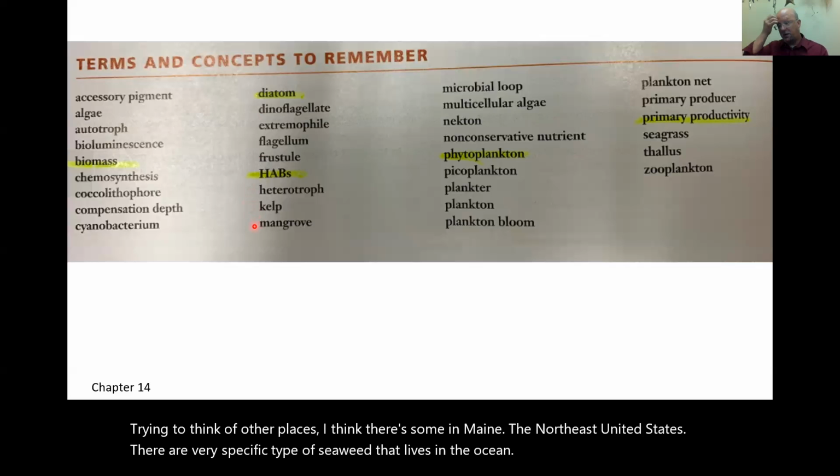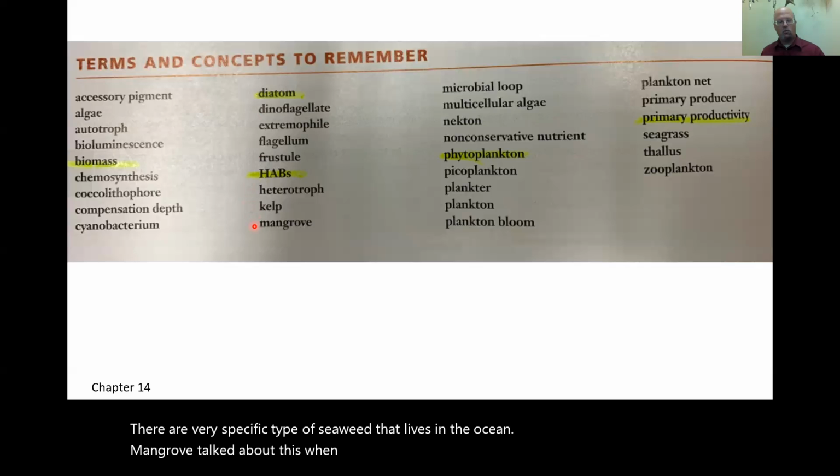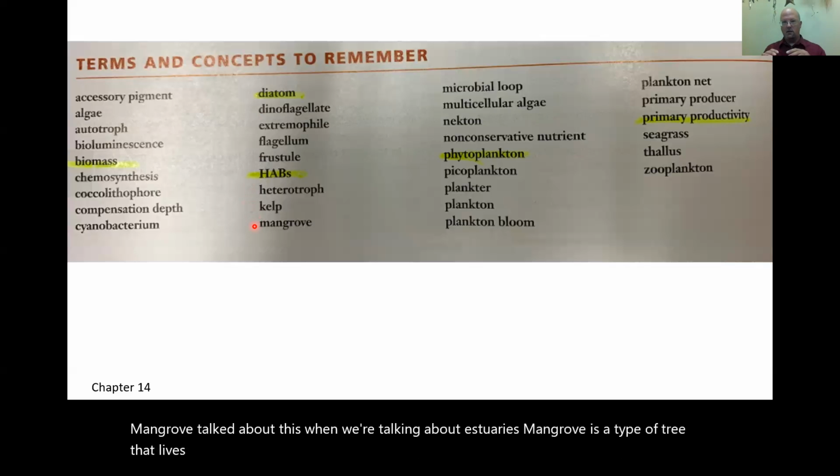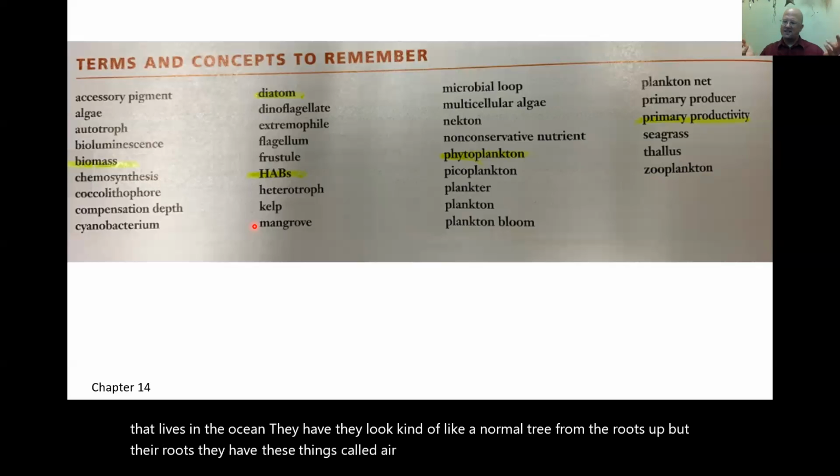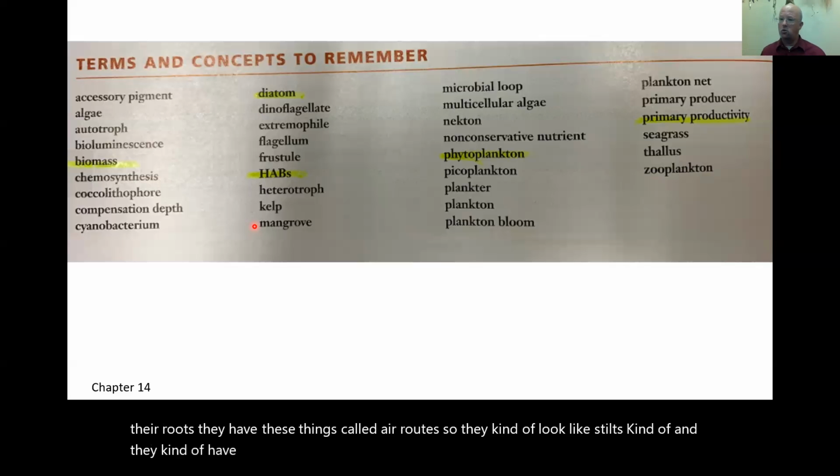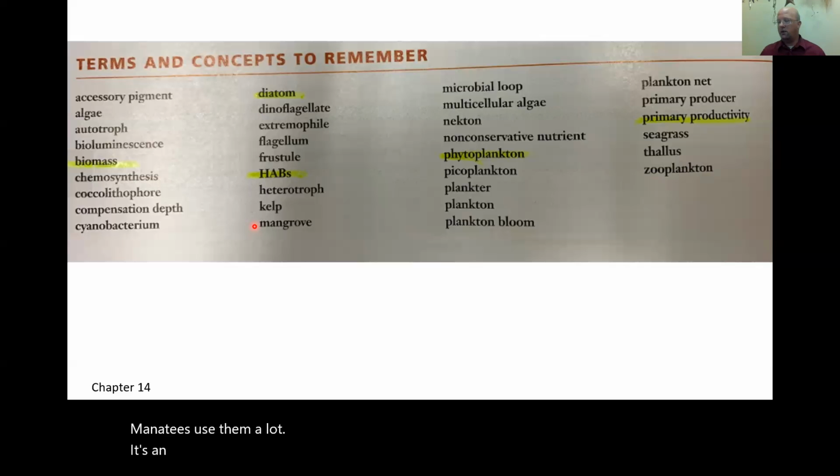Mangrove, I talked about this when we were talking about estuaries. Mangrove is a type of tree that lives in the ocean. They look kind of like a normal tree from the trunk up, but they have these things called air roots. So they kind of look like stilts, with supporting structures, and they form huge forests, especially in Florida. Manatees use them a lot. It's essentially an estuary, right? It's a nursery. So mangroves are the tree.